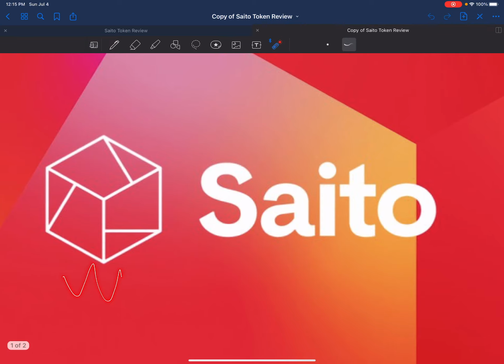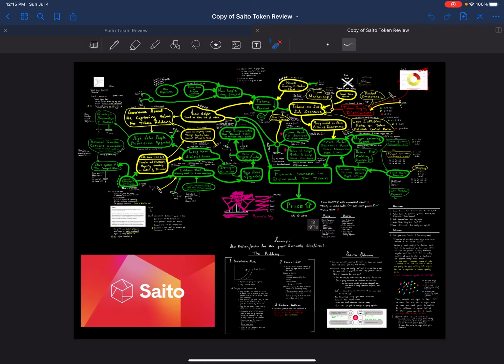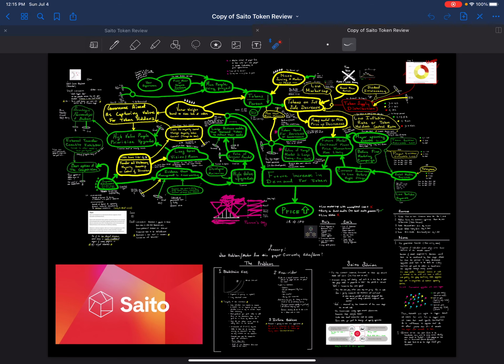Today we're going to review Saito project. So this is a top-down view of Saito. Now there are things to be concerned about, such as governance is not very clearly defined, some experience concerns, and even token distribution concerns.